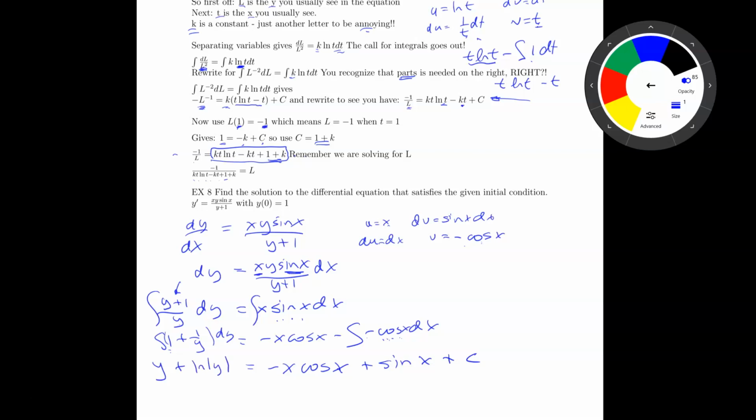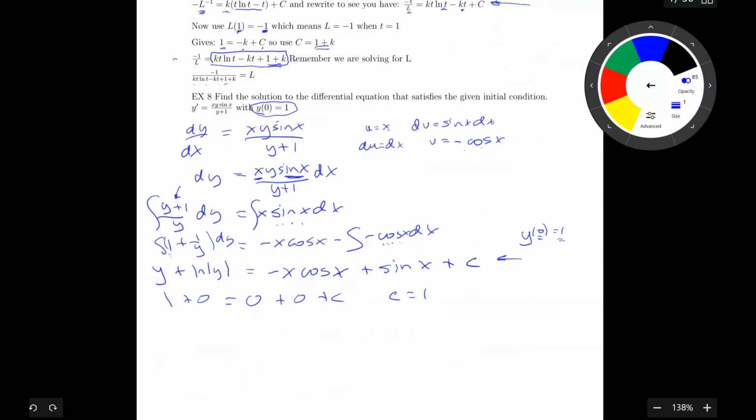Okay, looking back, do I have an initial condition? Because I always want to check before I finish. After I've added the C, I do, right? So this says put in y equals 1. So 1 plus ln 1, which is 0. So let's put it in there for effect. And then put in x is 0. So this gives me 0 plus C. So C is 1. So now I get y plus ln y equals negative x cos x plus sin x plus 1 for the C.